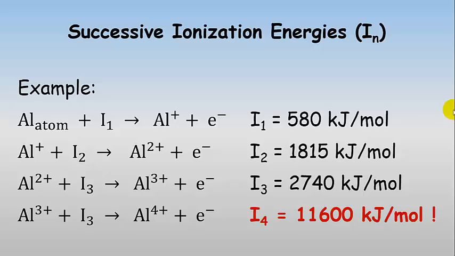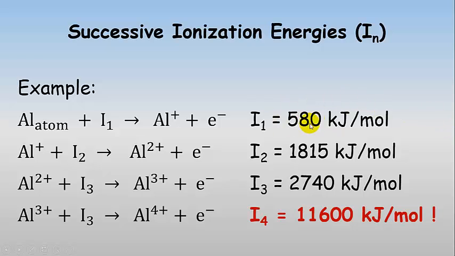Now look what happens to the second ionization energy. So here's aluminum plus, okay? We're going to put another quantity of energy in, which this time is equal to 1,815 kilojoules per mole. So we're going to start with our aluminum cation. We're going to add that energy to the system and remove another mole of electrons from a mole of aluminum cations. Okay, so aluminum plus I2 is going to give us aluminum 2+ cations now. Okay, and then those electrons that we've removed.